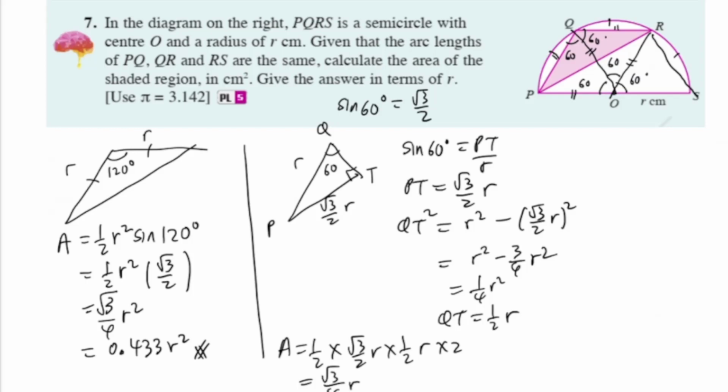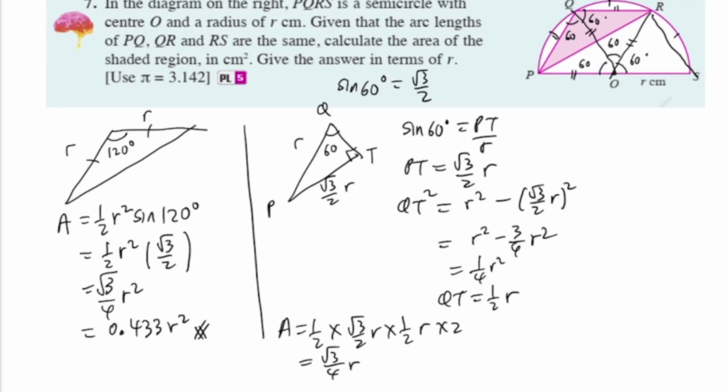Okay, let's move this up a little bit. Or you can write 0.433 r squared. So by now I hope you know that half AB sine C is so much easier, right?